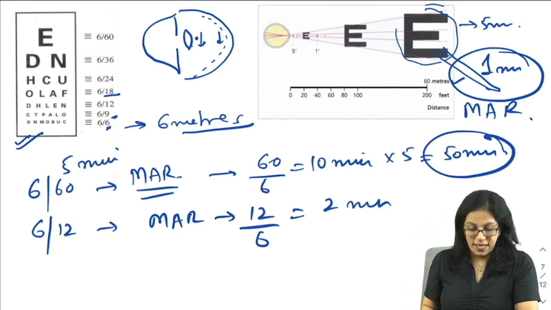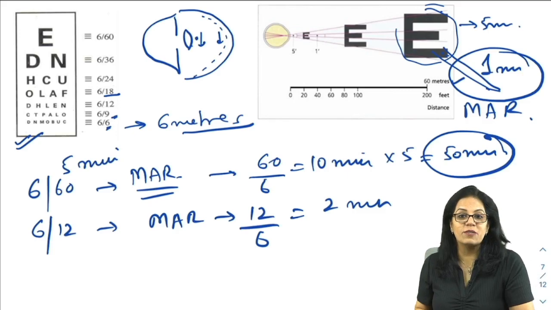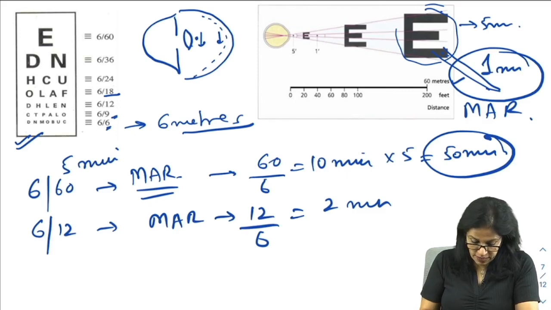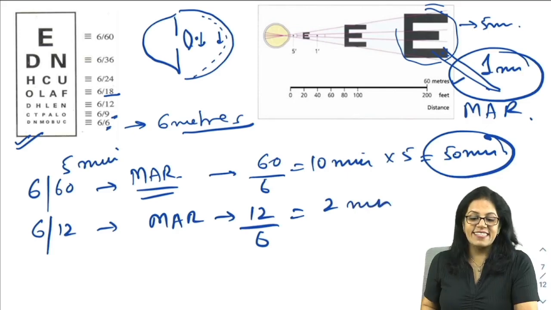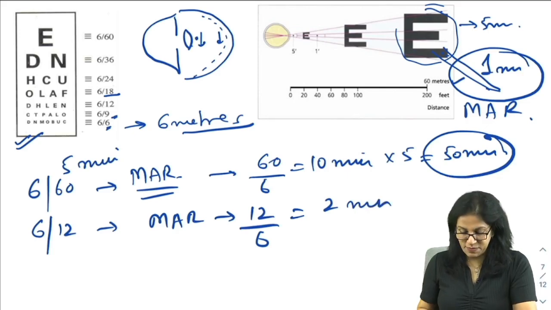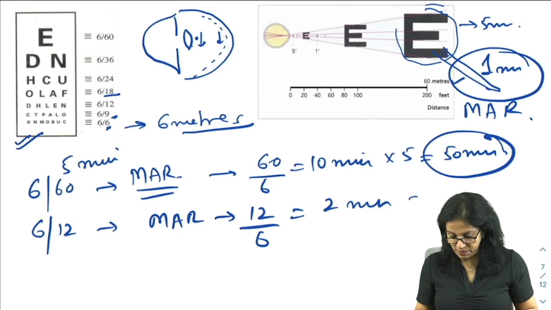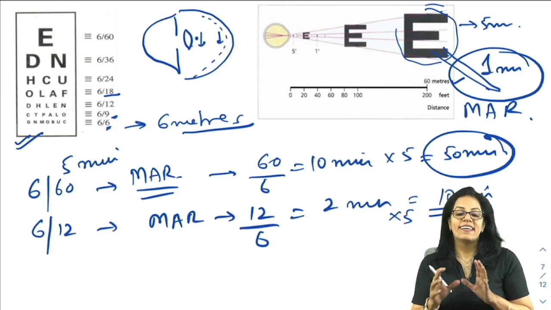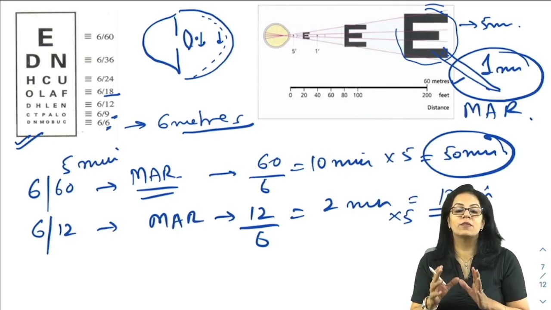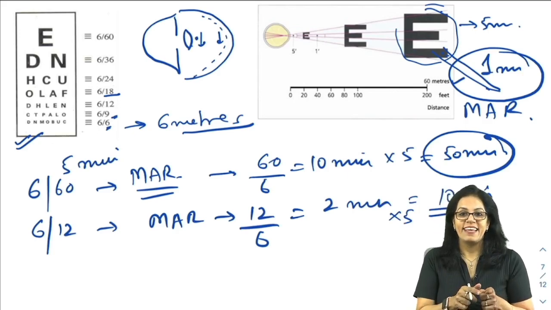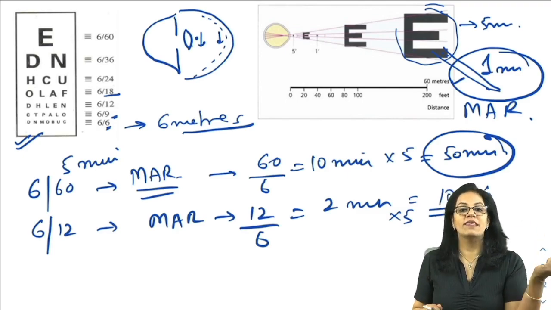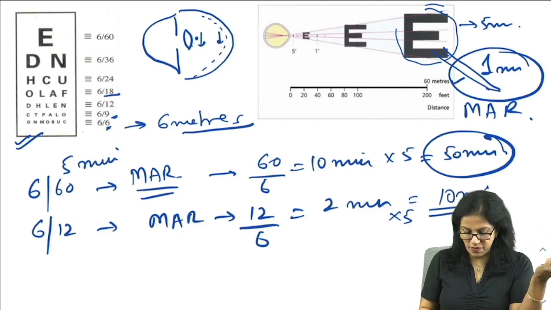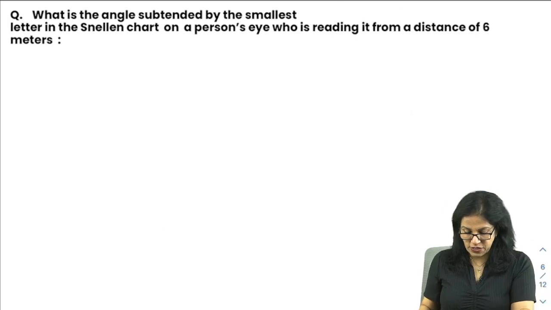Got it? Similarly, if I talk about 6 by 12, now this 6 by 12 may have all these letters D, H, L, N, E, D, H, L, E, N. This 6 by 12 is going to subtend an angle of 2 minutes into 5. Okay. So 10 minutes, and this is the angle subtended in 6 by 12 at 6 meters. At 12 meters, it was 5 minutes. Okay, so this is the way we solve. If you come back to this question, it is very, very easy.